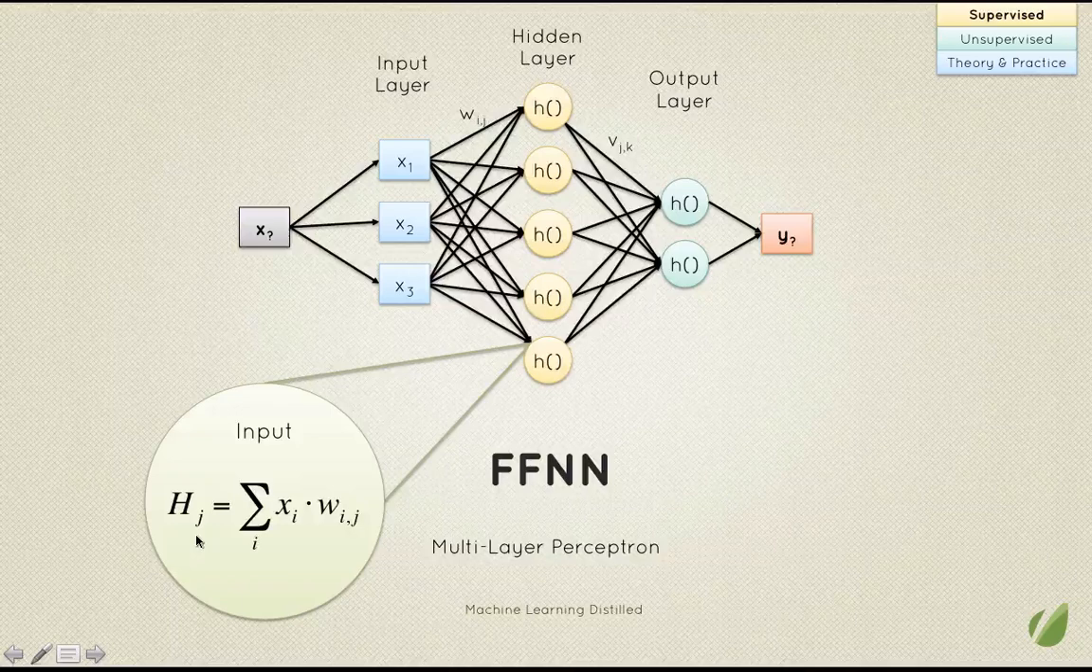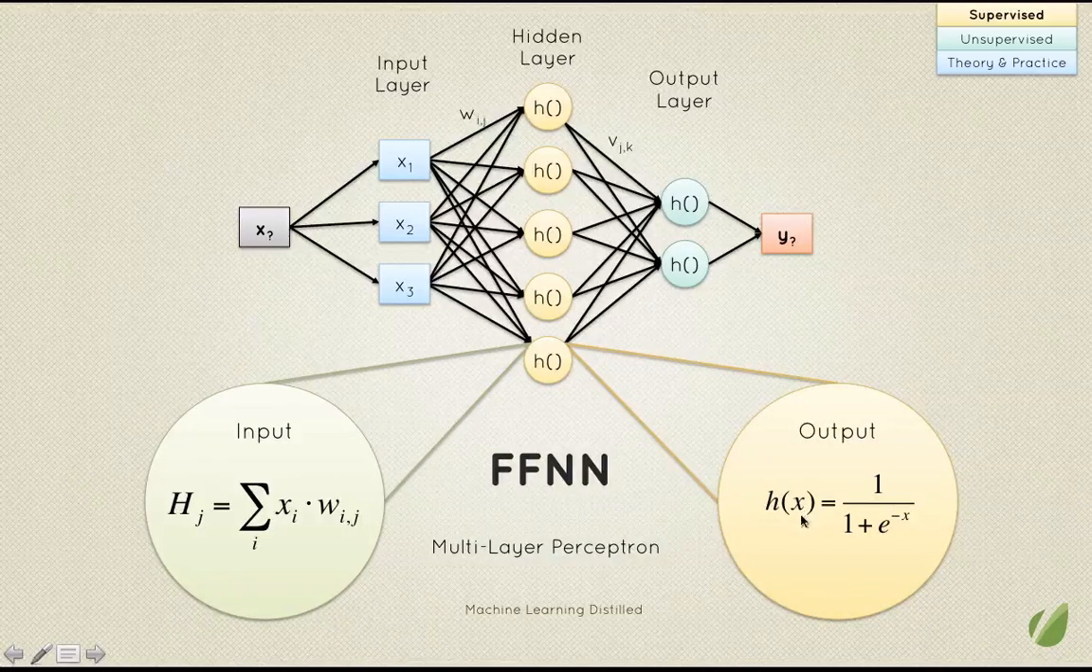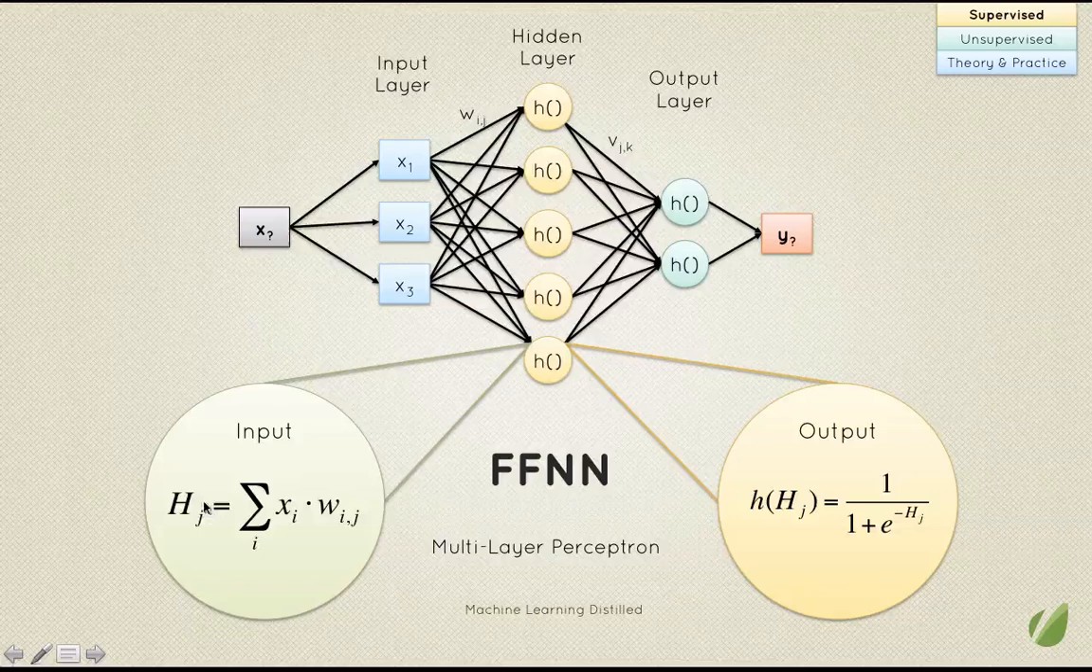It's sub j because the hidden layer units are indexed by j. The output of this function is simply this function, h(x). It's also called the sigmoid function. Really, then our output will just be the hidden function with an input of H_j, as shown here.